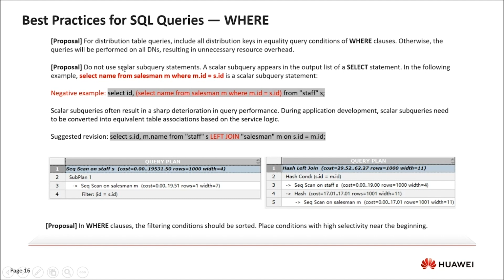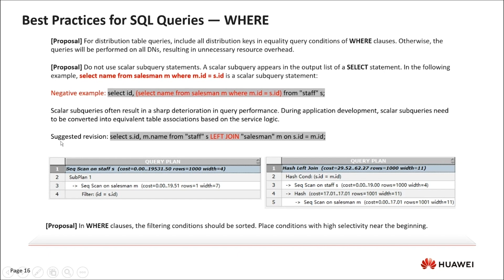And secondly, do not use scalar subquery statements. A scalar subquery appears in the output list of a select statement. So in the following example here, this is a scalar subquery. It appears in the output list of the outer select statement. And scalar subqueries often result in sharp deterioration in query performance. So we'd better revise that SQL.